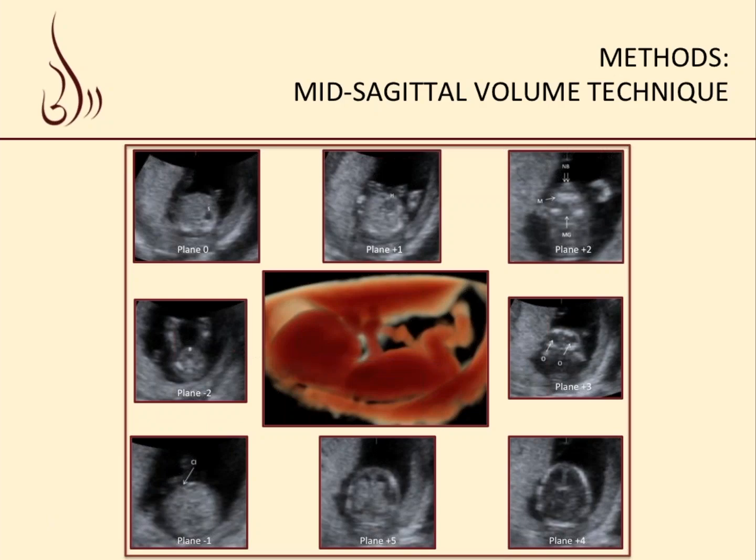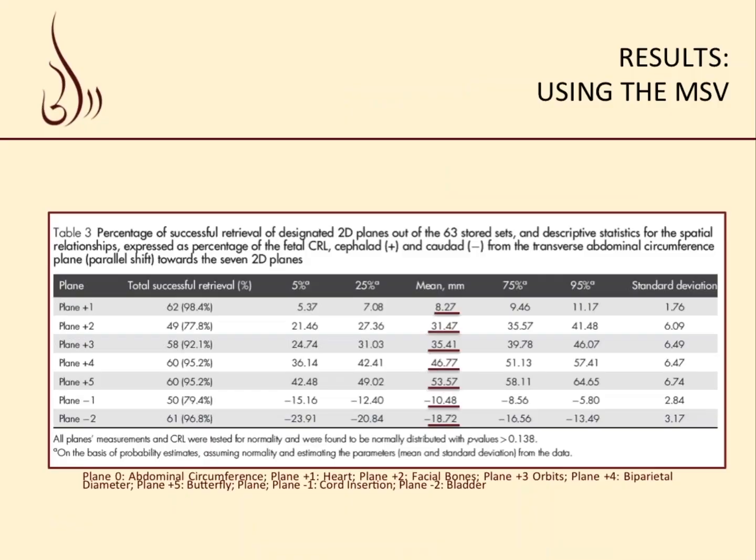And we were able to determine the distance for moving from plane 0 to all of these planes. So roughly there is a mean of 8.27 millimeters between the plane of the abdominal circumference and the plane of the fetal heart. And to go down to the bladder, it's about 18.72 millimeters.